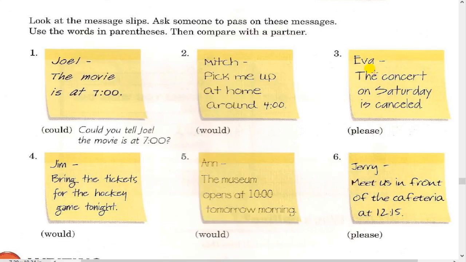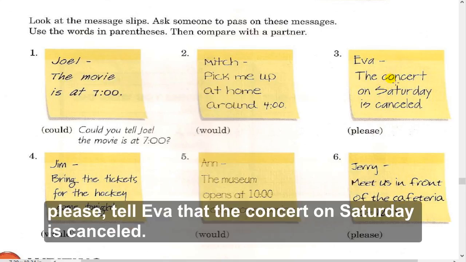Eva, the concert on Saturday is cancelled. So Eva is the name. The concert, this is the statement, so we start with the subject. So we use the verb tell. Please tell Eva that the concert on Saturday is cancelled. Please tell Eva the concert on Saturday is cancelled.